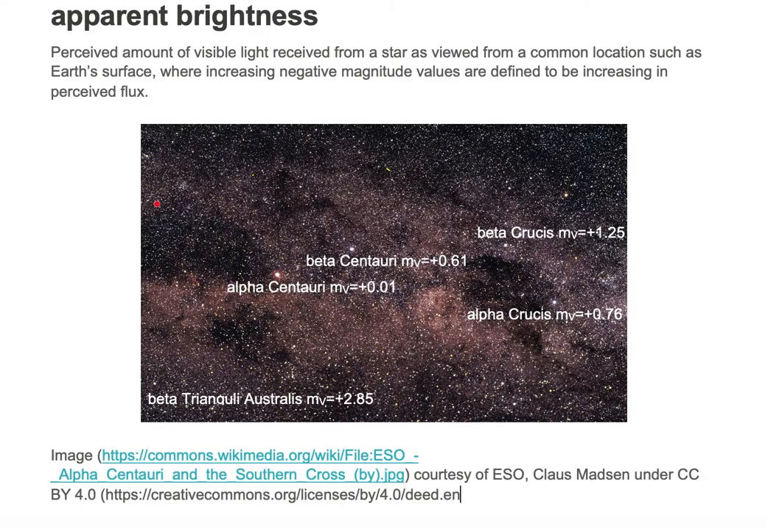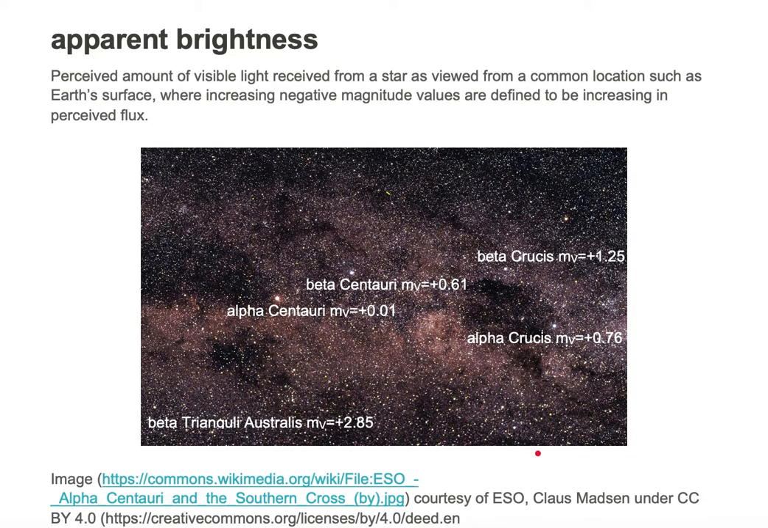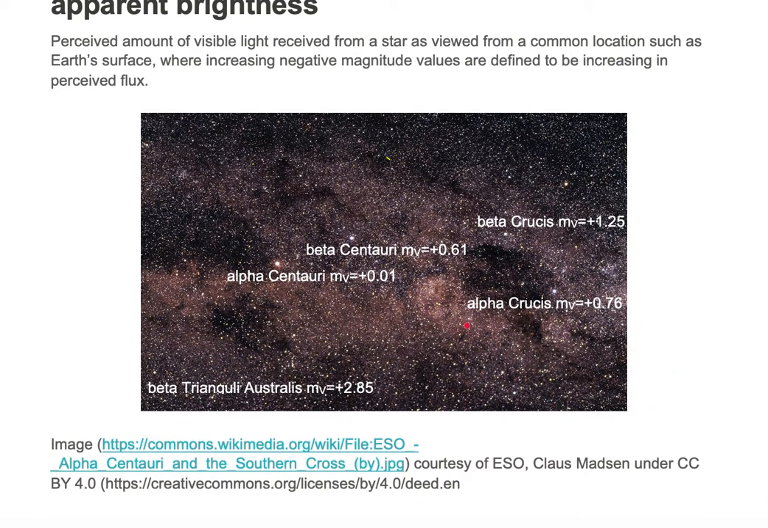So let's take a look at some of these objects in the sky. Here we have an image. It was taken by ESO, and we're looking at various different objects in the sky. We see Beta Trianguli Australis down here in the bottom left. We see Alpha Centauri here in the middle left. Beta Centauri is to the upper right of that. To the upper right of that is Beta Crucis, and below that is Alpha Crucis. So Alpha Crucis and Beta Crucis are in the same constellation. Alpha Centauri and Beta Centauri are in the same constellation, and Beta Trianguli Australis is in its own other constellation.